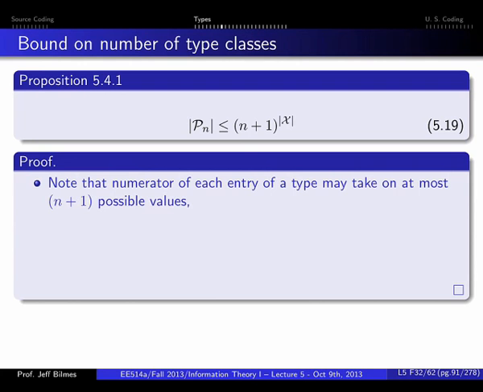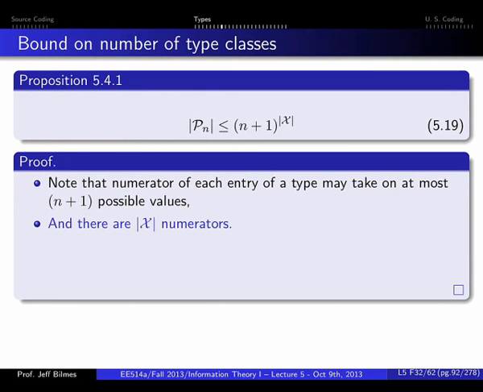Did I say n plus 1? I meant that there are this many numerators. So, sorry, what I mean is that the value in the numerator is of size n plus 1. So any given symbol can occur either 0 times or 1 time or 2 times up to n times. Right? So the numerator can take on the value 0 through n. That's n plus 1 possible values. And there are x such numerators.